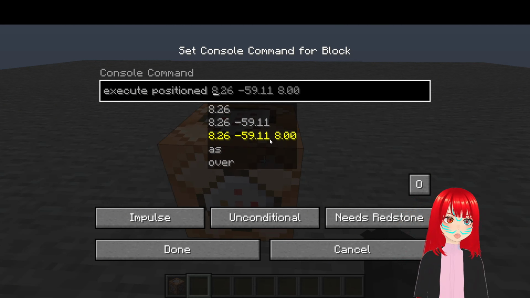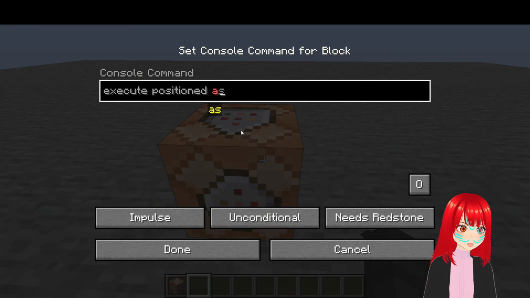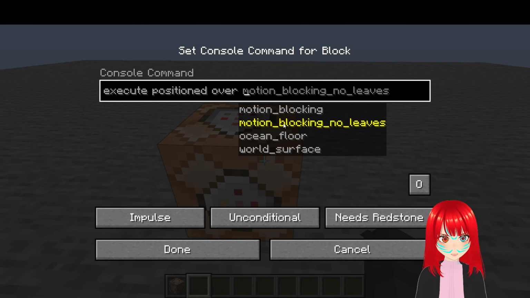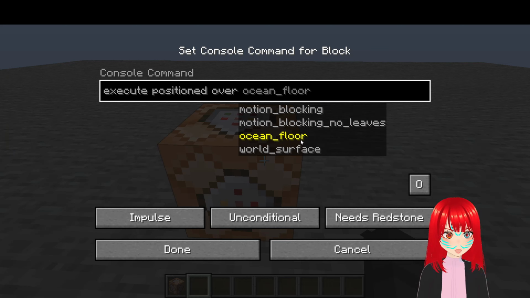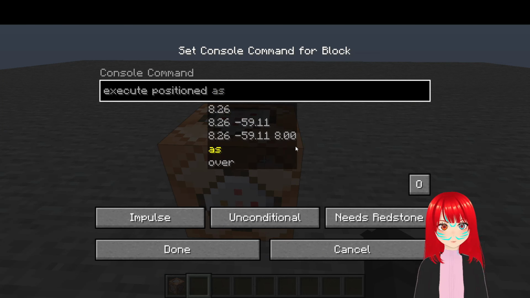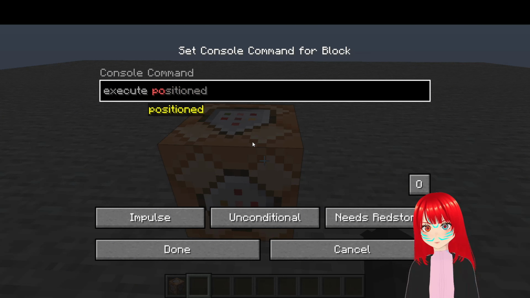Positioned. Okay, so positioned as, you can do that. Positioned over, and this will do various things. Motion blocking, no leaves, ocean floor, and world surface. This is specific for this dimension. But not really. You know why? Because world surface, that's basically the one you will use for that. And you can also use specific coordinates, obviously.